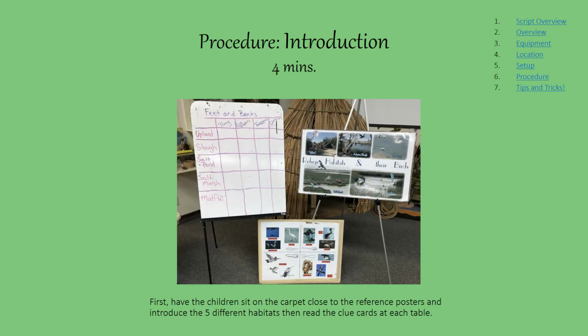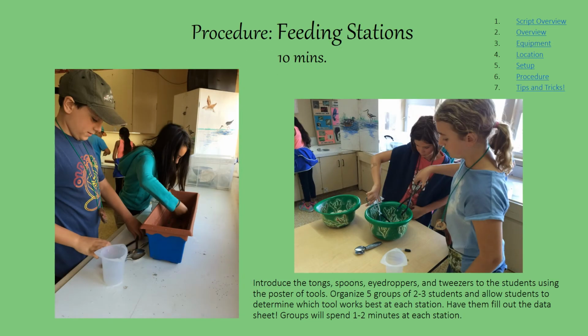First, have the children sit on the carpet close to the reference posters and introduce the 5 different habitats, then read the clue cards on each table. Introduce the tongs, spoons, eyedroppers, and tweezers to the students using the poster of tools. Organize 5 groups of 2 to 3 students and allow students to determine which tool works best at each station. Have them fill out the data sheet. Groups will spend 1 to 2 minutes at each station.